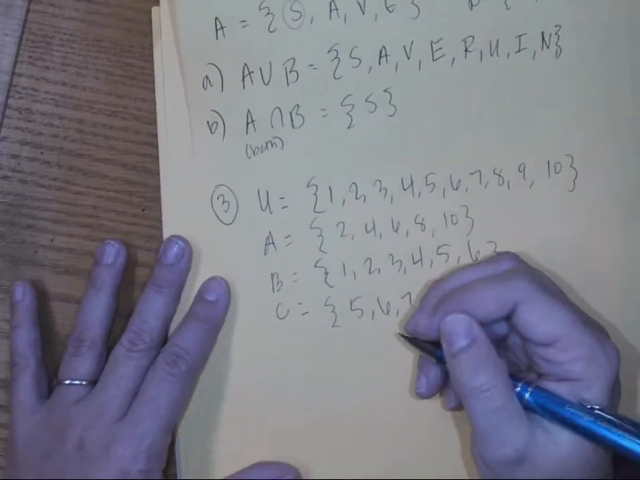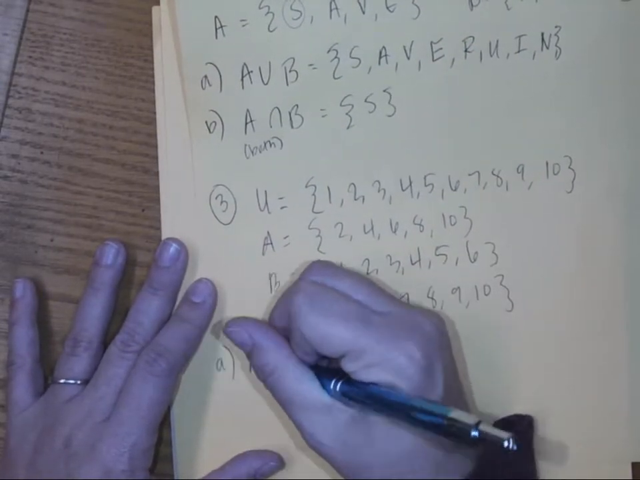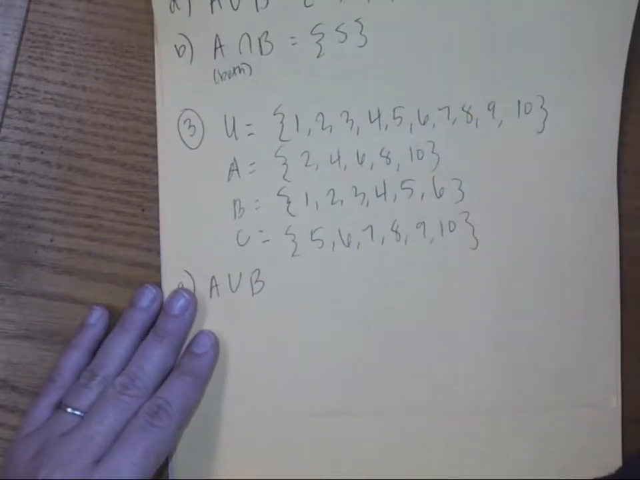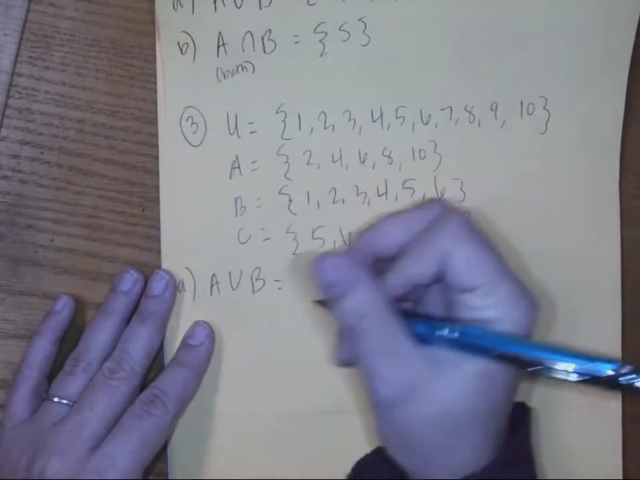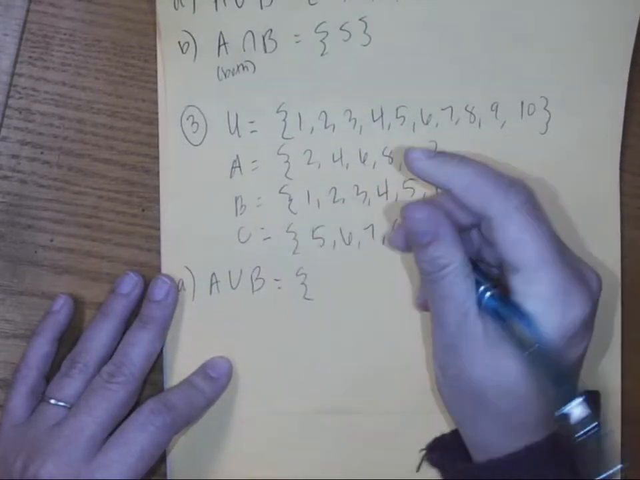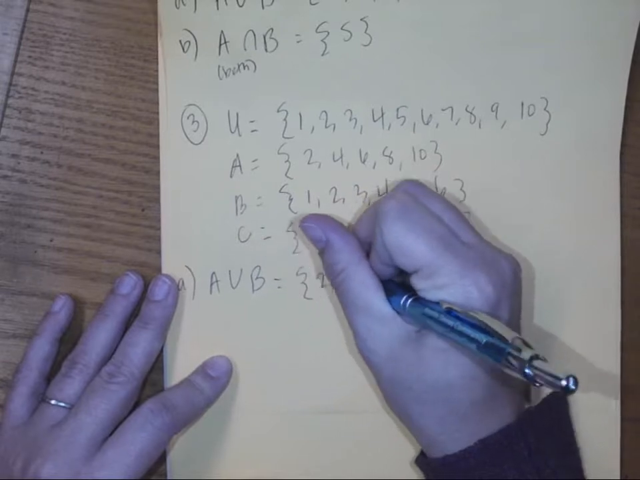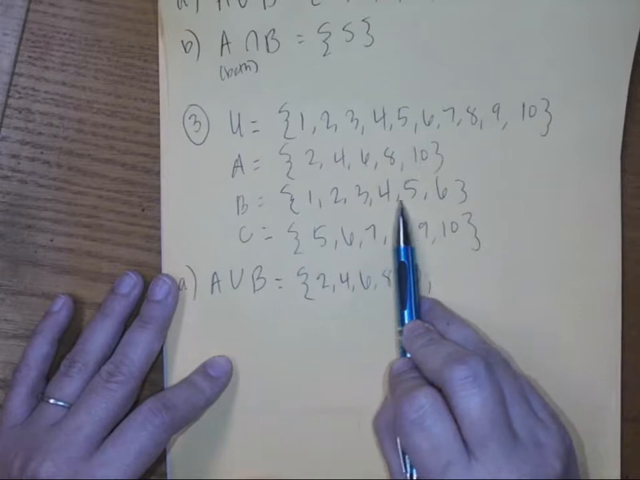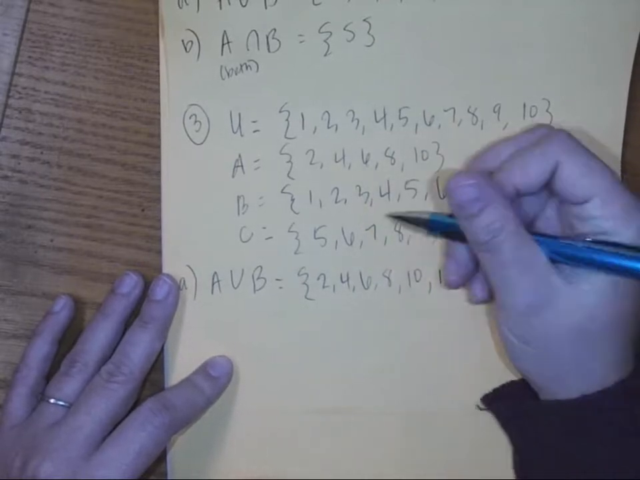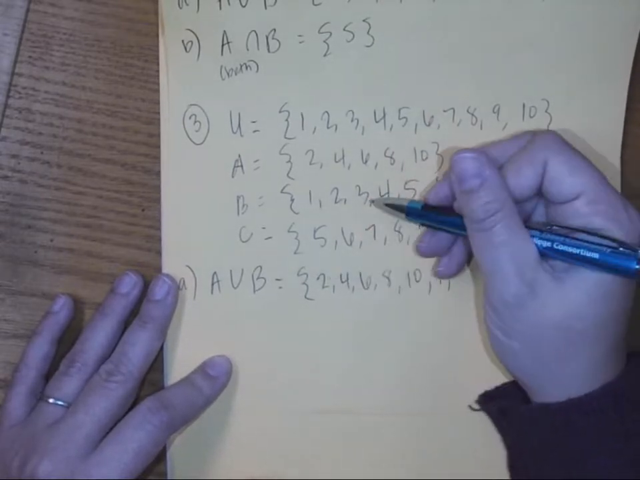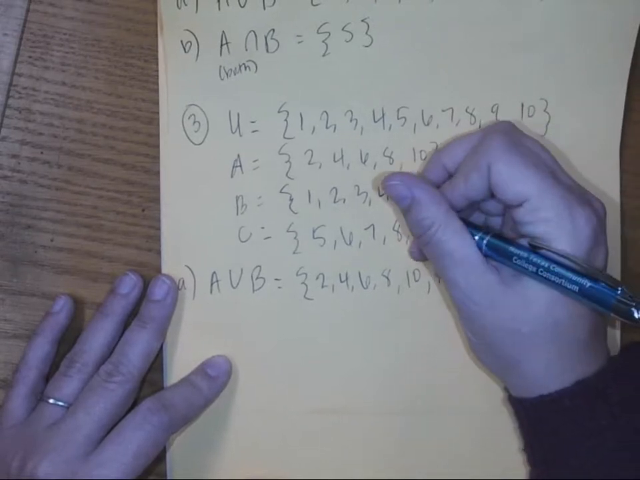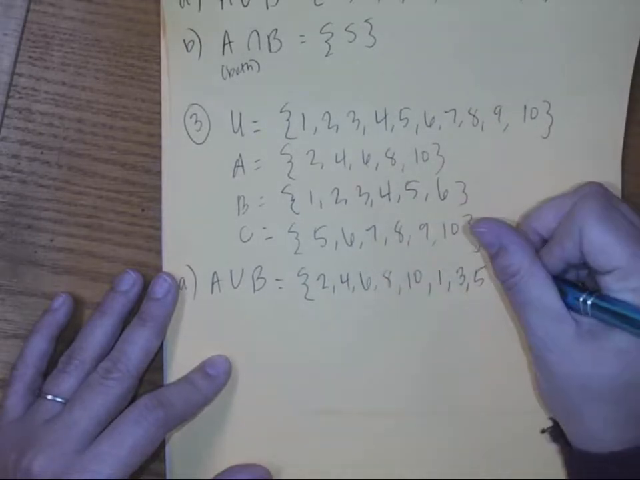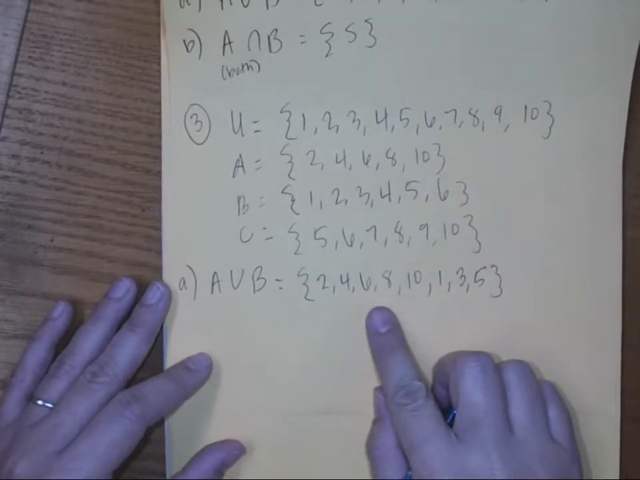It says give A union B. A union B would be everything that's in set A along with everything in set B. Set A is 2, 4, 6, 8, 10. Set B is 1, 2, 3, 4, 5, 6. So 1, I don't need to put the number 2 because I already have the number 2 here. I do need to put 3. I don't need to put the number 4 because I already have the number 4. 5, I don't need to put the number 6 because I already have the number 6. So that's A union B.